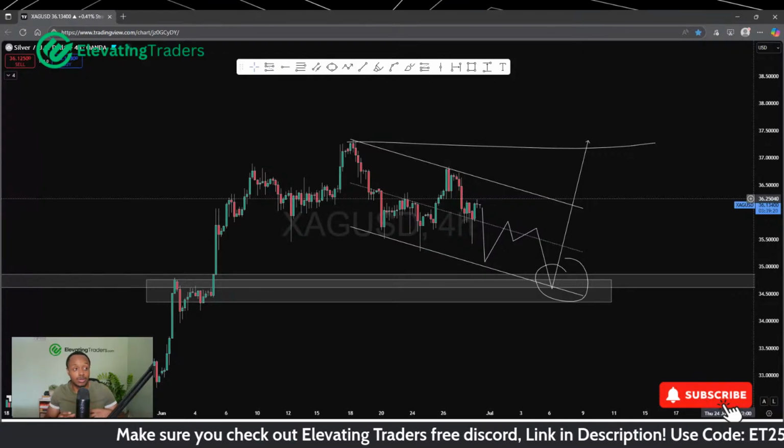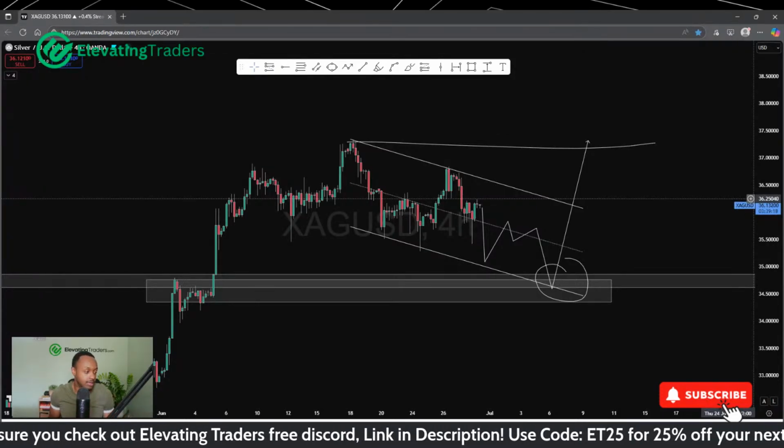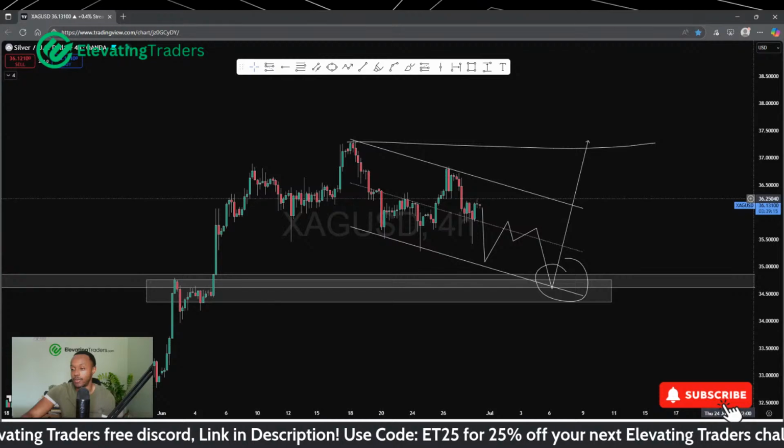And of course, gold and silver, still bullish on both of them, but silver looks the best for some buys. So that's kind of where I'm at.